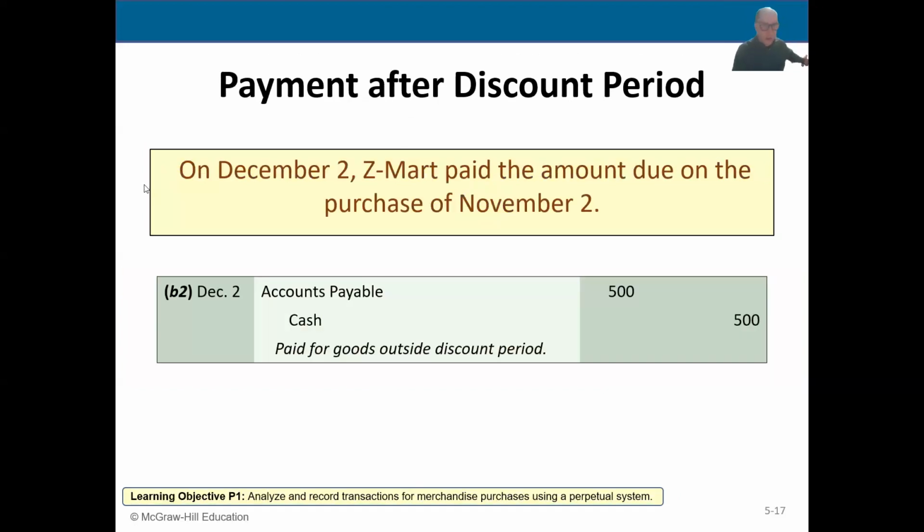Okay, and then option 2 is I missed the 10 days. Oh, well, I purchased it on November 2nd. Oh, here we are on December 2nd, 30 days later, and I missed the discount period. No problem. Just pay what you owe, the 500. Debit accounts payable, credit cash 500. Very simple. Okay.